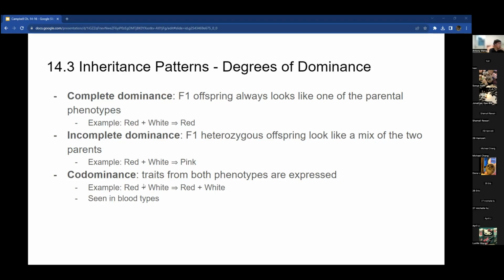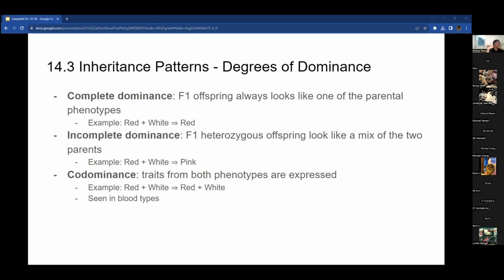Okay. One important example of codominance is in blood types, where the A allele and the B allele are codominant, meaning if you have the genotype IAIB, then you'll have blood type AB. But both of these alleles are dominant to the allele for O type blood, which is known as little i.